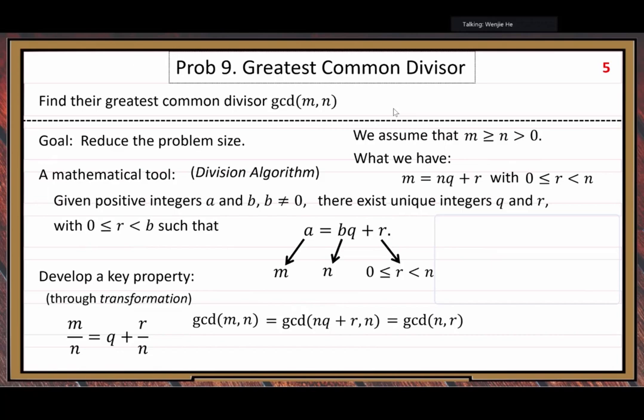What would happen if r is 1? If r is 1, the GCD of n and r is 1. 1 is a divisor of any integer, and a common divisor cannot be greater than 1, because if it's greater than 1, it cannot be a divisor of 1. So if r is 1 or r is 0, you can get the answer immediately, so you don't worry about the 0 and 1 cases.